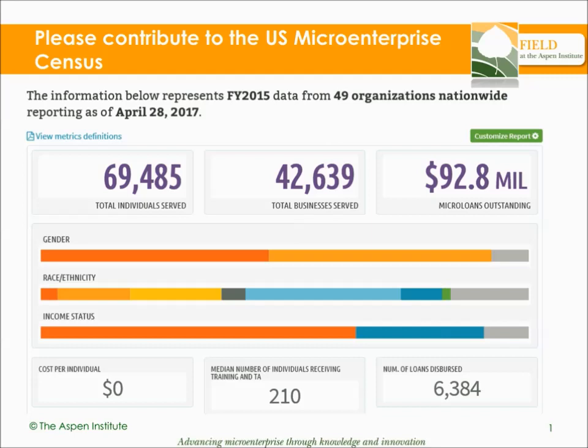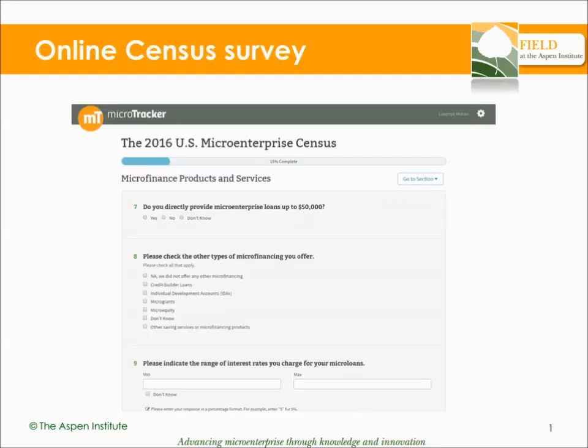entrepreneurs. And this slide gives you a sense of the kind of data that we're able to share because of the US Microenterprise Census. So we're able to talk not only about how much lending activity, but on who our organizations are serving in terms of gender, in terms of race and ethnicity, in terms of income status. We're able to talk about all of those things because we collect this data. The way that we collect the data is through an online survey, and it's housed on our microtracker.org website.